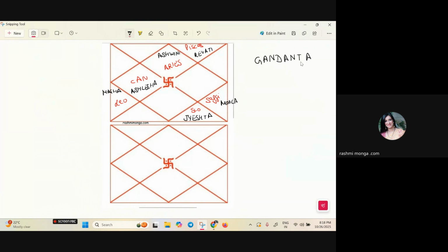Gandanta. So basically, Gant means a knot, Anta means the end. So Gandanta is the knot at the end. So we can say it is a well tied knot, and it is very, very difficult to separate this knot. And the more we try to untie it, tighter it becomes.